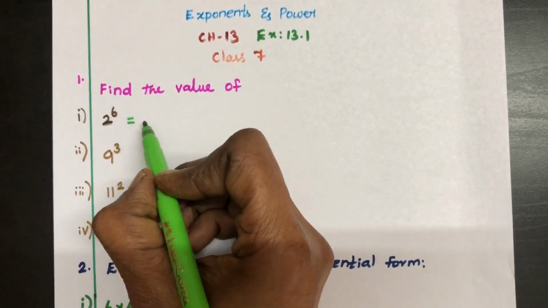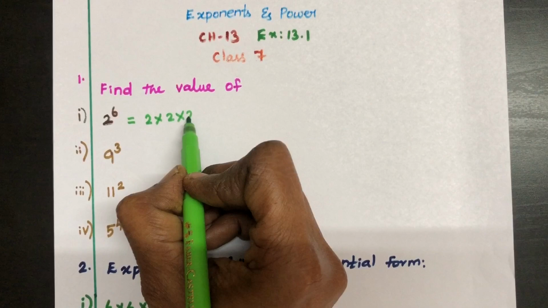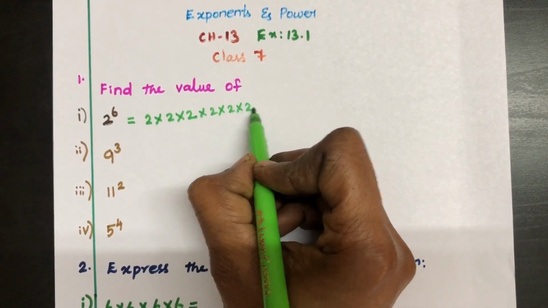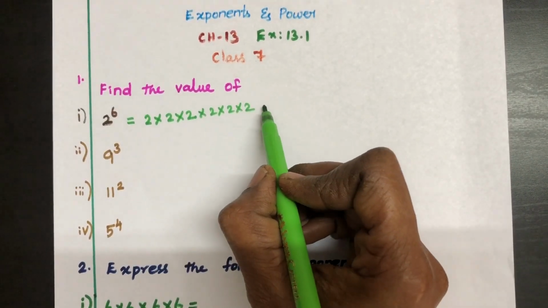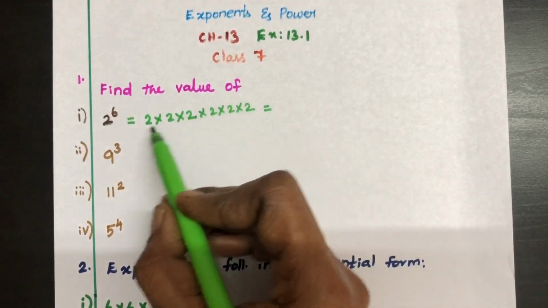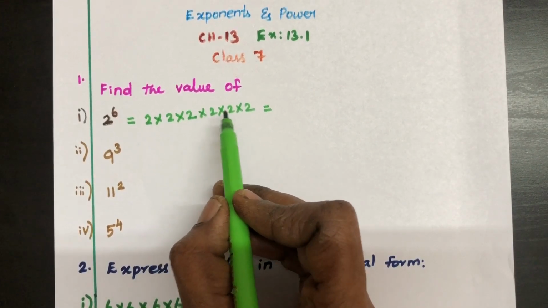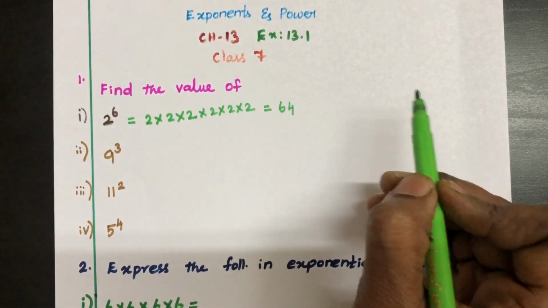That's all. See here. We need to repeat the base in the product 6 times. So 2 into 2 into again 6 twos. 6 times we need to multiply these things. So 2 into 2 is 4. 4 twos are 8. 8 twos are 16. 16 twos are 32. 32 twos are 64 is the answer.